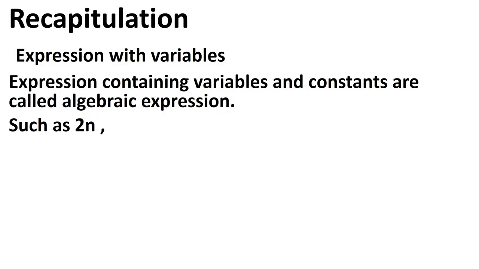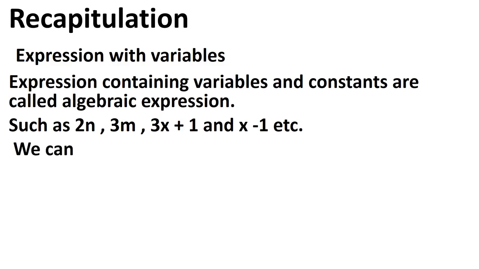Such as 2n, 3m, 3x plus 1 and x minus 1, etc. All these are algebraic expressions. As in 2n, n is a variable. In 3m, m is a variable. In 3x plus 1, x is a variable. And in x minus 1, again x is a variable. So, all those expressions which have variables and constants are known as algebraic expressions.